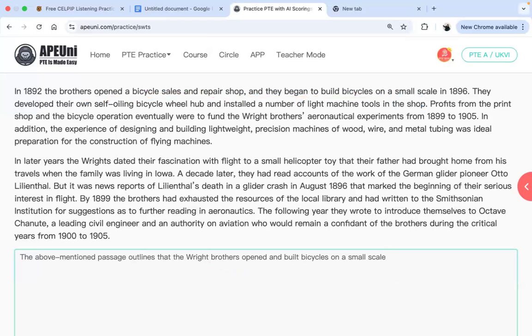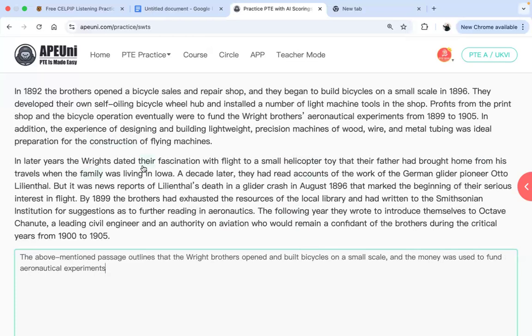And then what is the next thing? They develop their own cycling wheel, and so on. Profits from the bicycle operation eventually were funded by Wright brothers aeronautical experiment. I can say here, and the money was used to fund, what was that? Aeronautical experiments. Okay.